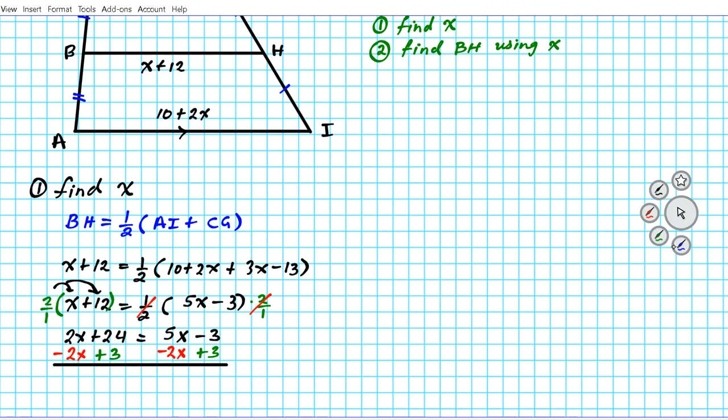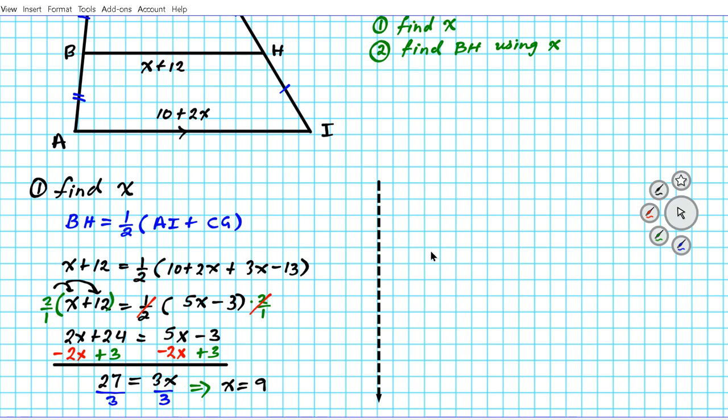All right, and then what's that gonna give us? We're going to have 27 equals 5 minus 2, 3x. To finish this off, we'll just simply divide both sides by 3. And our x value is going to be 9. Are we done, ladies and gentlemen? Are we done? Absolutely not.